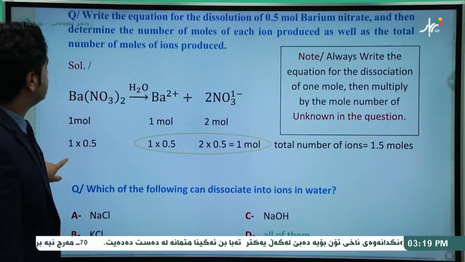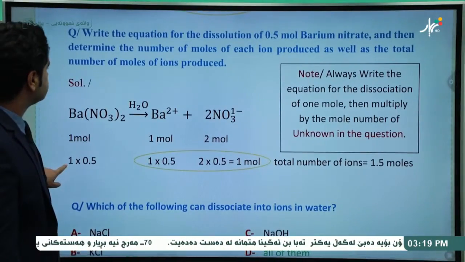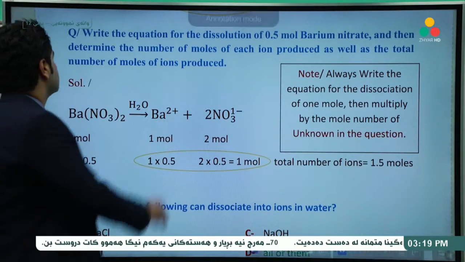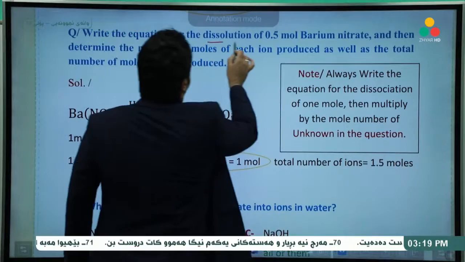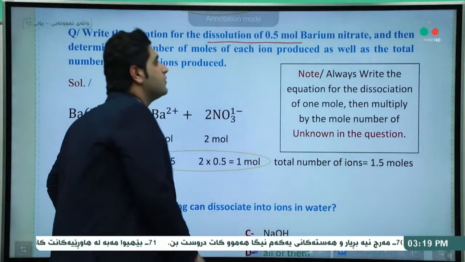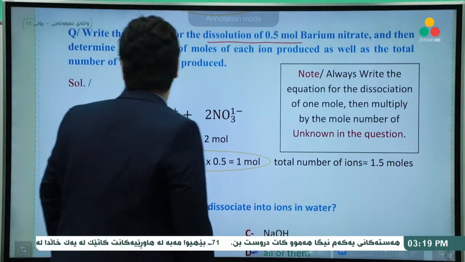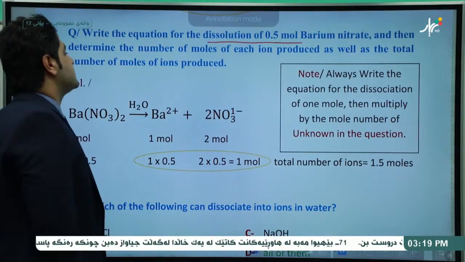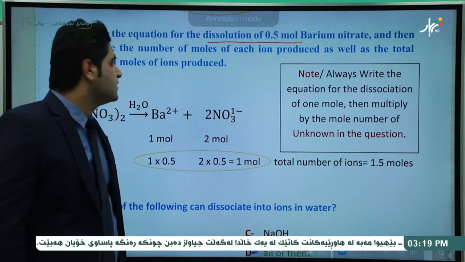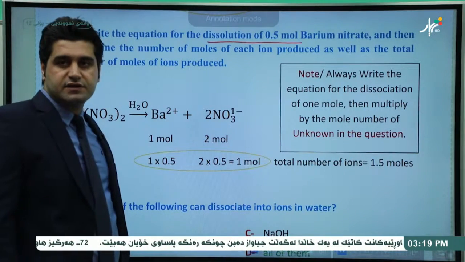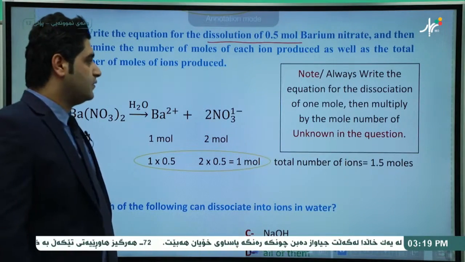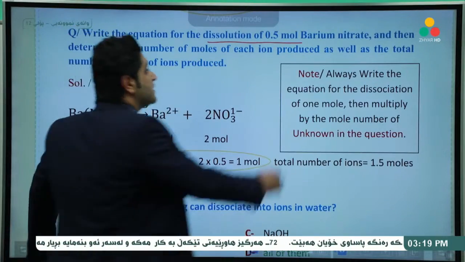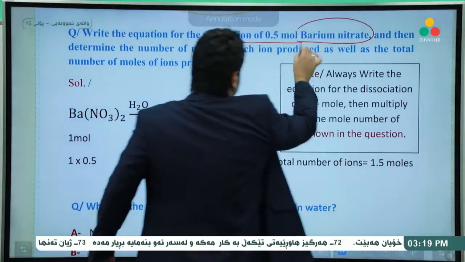The last question about that, it's very good. Write the equation for the dissociation of 0.5 mole of barium nitrate, and then determine the number of moles of each of the ions produced, as well as the total number of moles of the ions that can be produced by dissolving this compound. What I told you, point at your compound. This is our compound, barium nitrate.